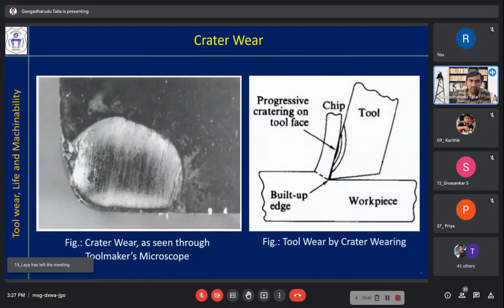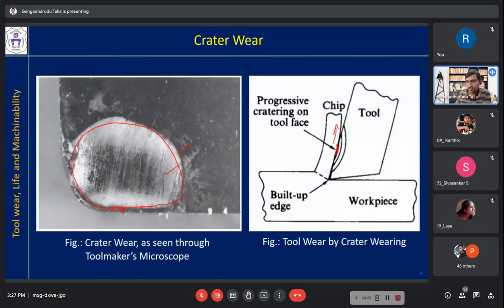Now if you see the crater wear, this is the real picture of the cutting tool after it is used for some time, a good amount of time. You can see here clearly, this is the crater, just a little away from the cutting edge. So here you can see the mechanism we have seen earlier. Due to friction, high temperature is getting generated and the chip is rubbing against the tool. So it is removing some portion of the material from the tool. So gradual wear, that is crater wear.